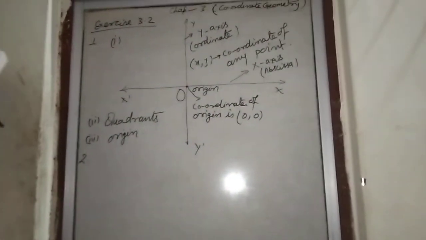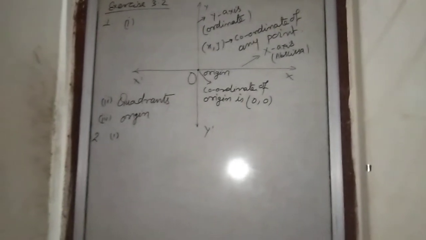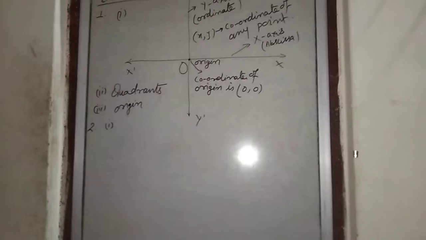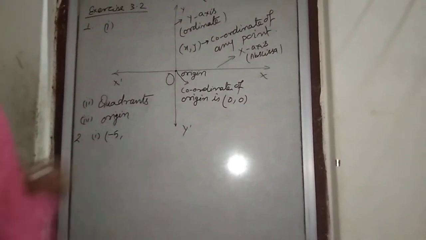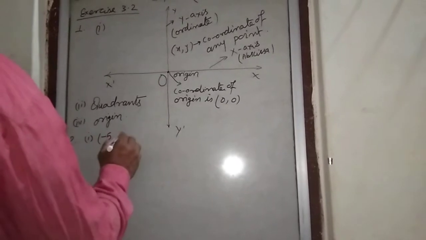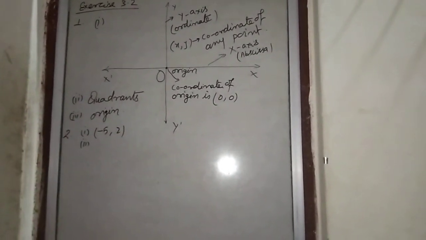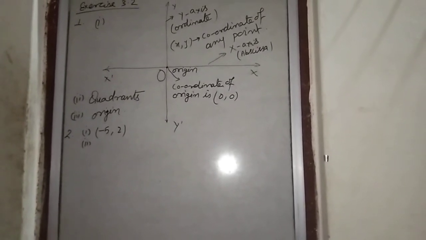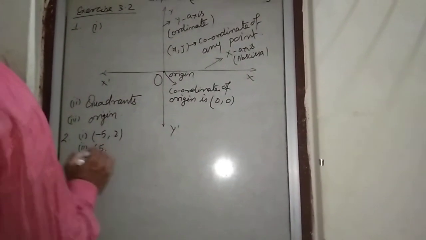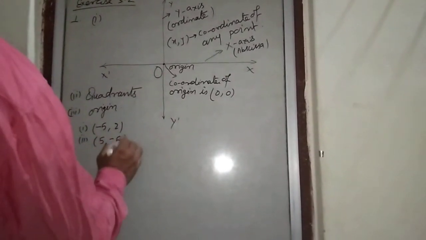Okay, now the answer of the first part. The coordinate of B is what? In the x-axis -5 and in the y-axis 2. Then the second part, the coordinate of C: in the x-axis 5 and in the y-axis -5.